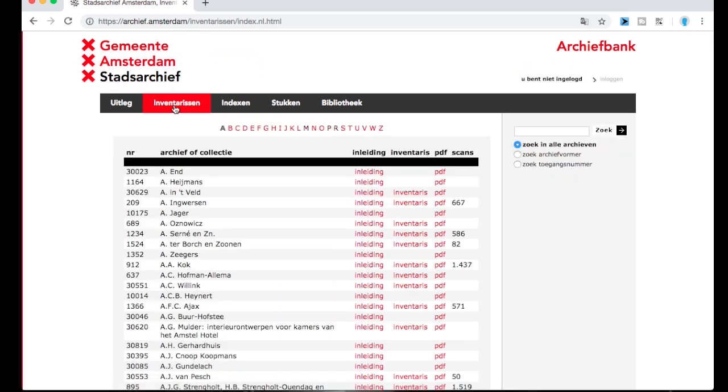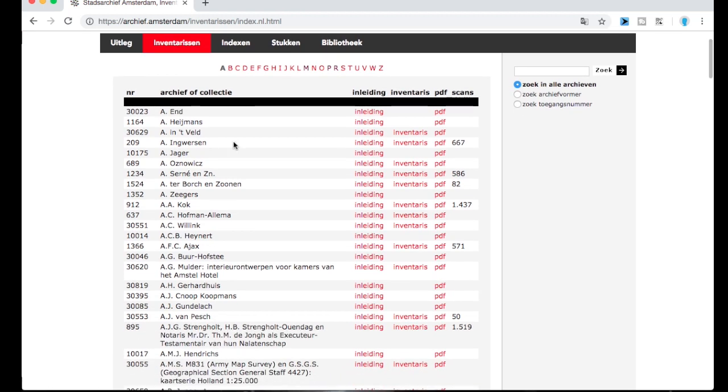And looking in the inventories, this is extremely expansive. And when I say expansive, I mean expansive. Over here, you can see the number. This is the number of the catalog. So basically the reference number, the collection, so the name of the collection. And then here we have inleiding, inventories, PDF, and scans. Inleiding basically means preface.